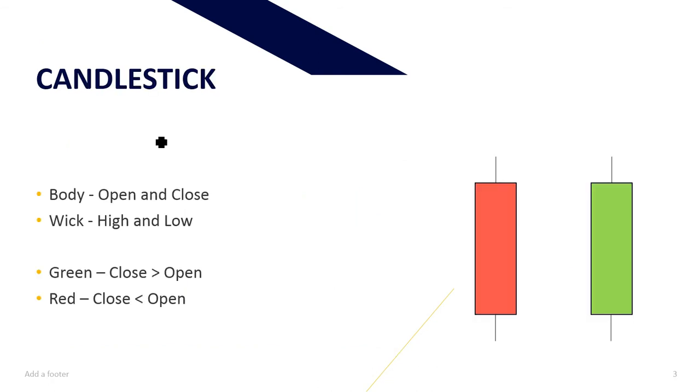A candlestick is generally formed in two colors, that is red and green. First of all, we will look into the structure of candle. A candle has two main components. First is the body, second is the wick. The whole red part and the whole green part is what we call body.